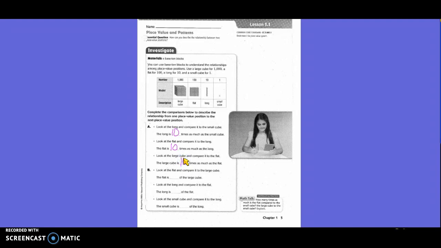Look at the flat and compare it to the large cube. The flat is blank length of the large cube. So instead of how many of these would it take, we know it takes how many? 10. But if we wanted to know what fraction this is of the large cube, what would that be? 1/10.